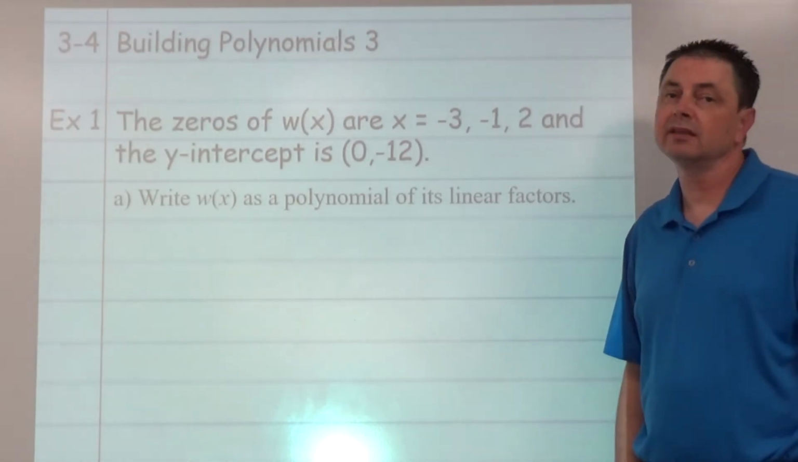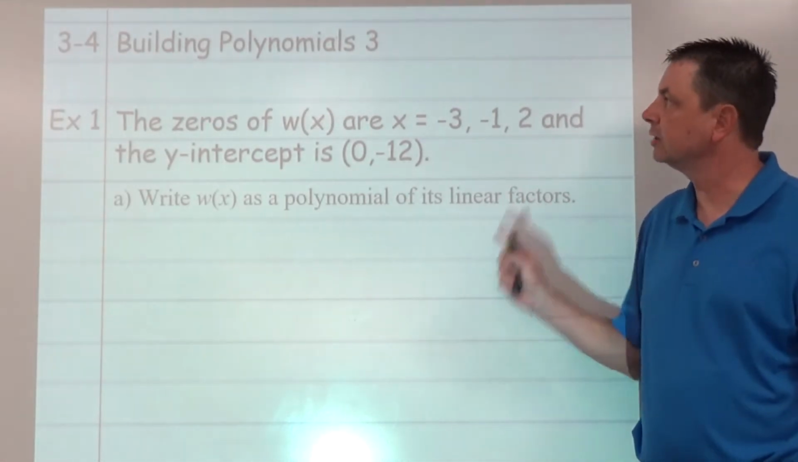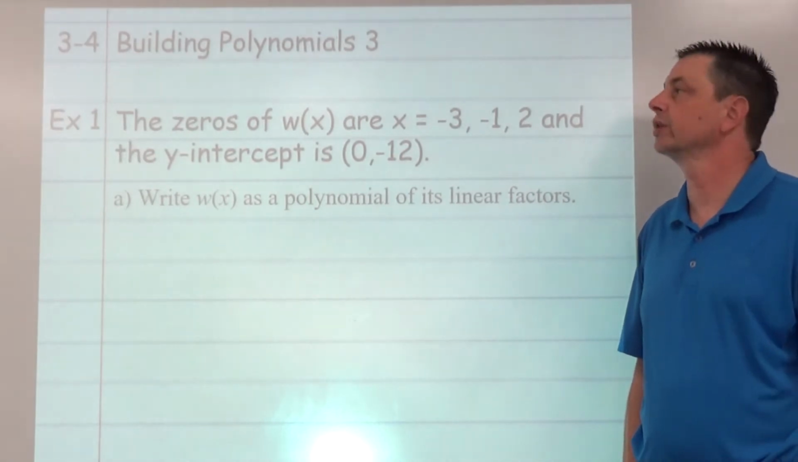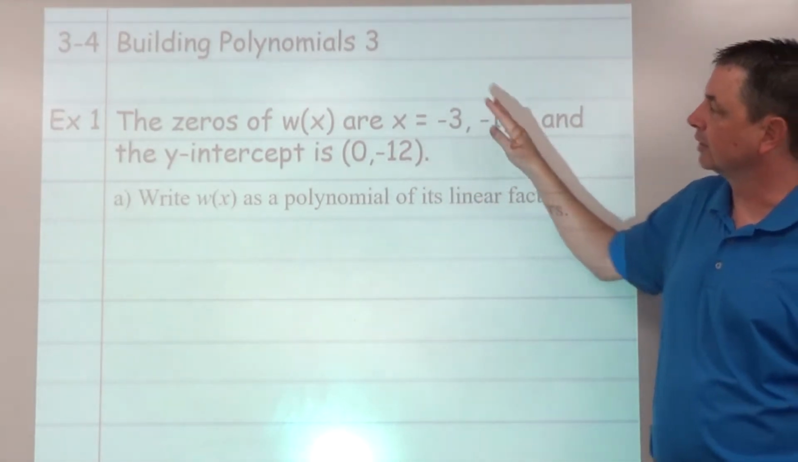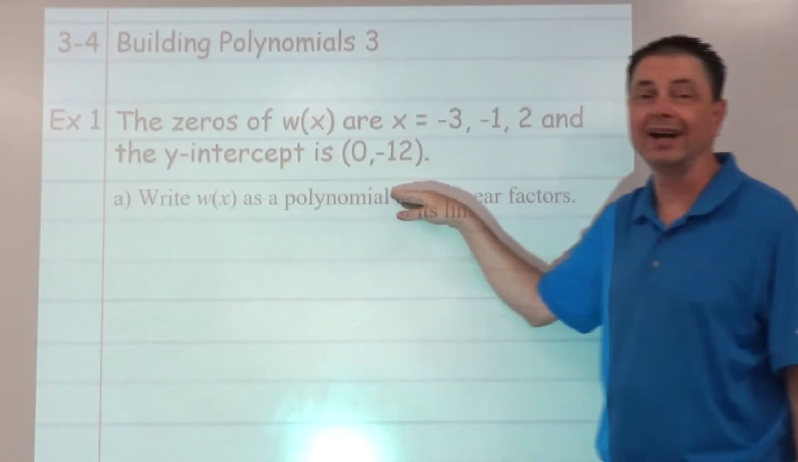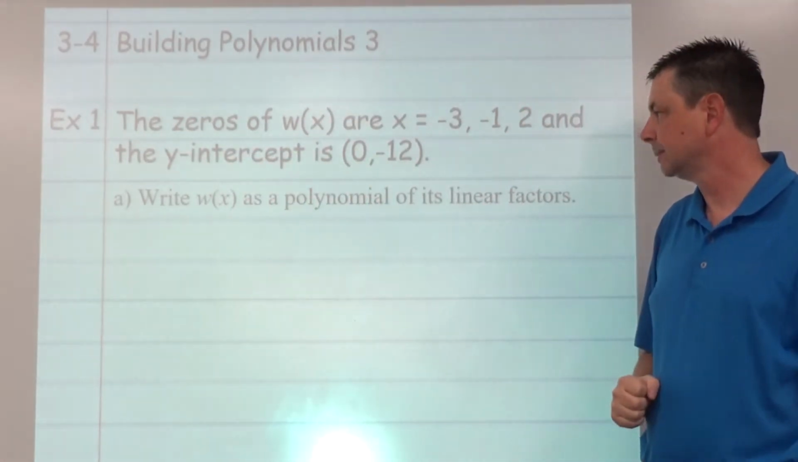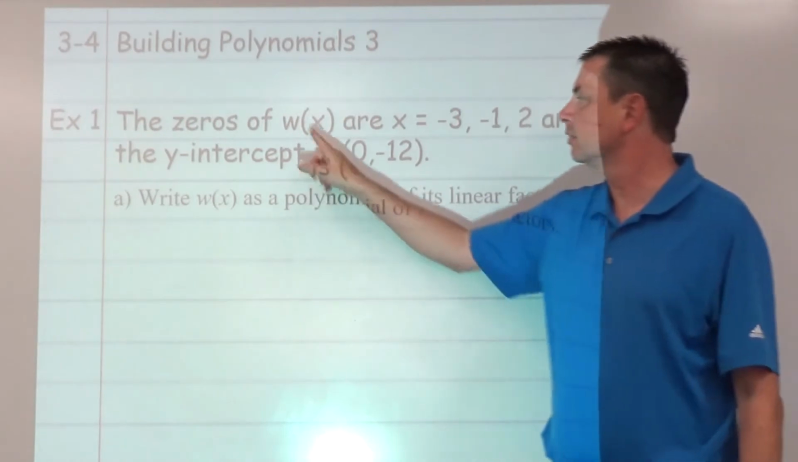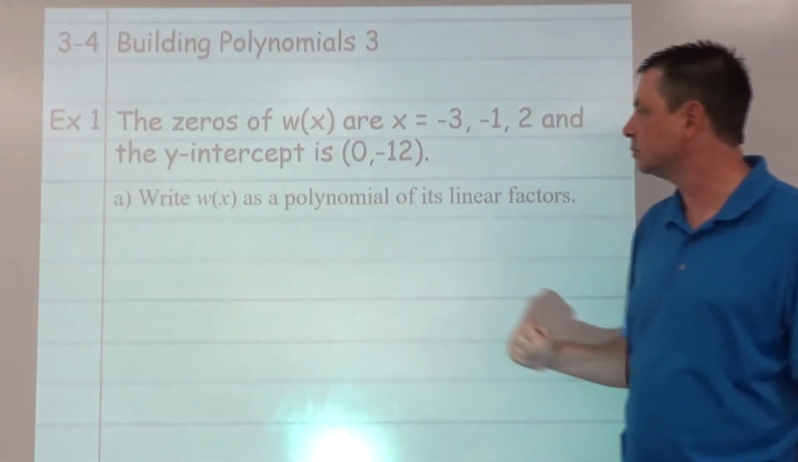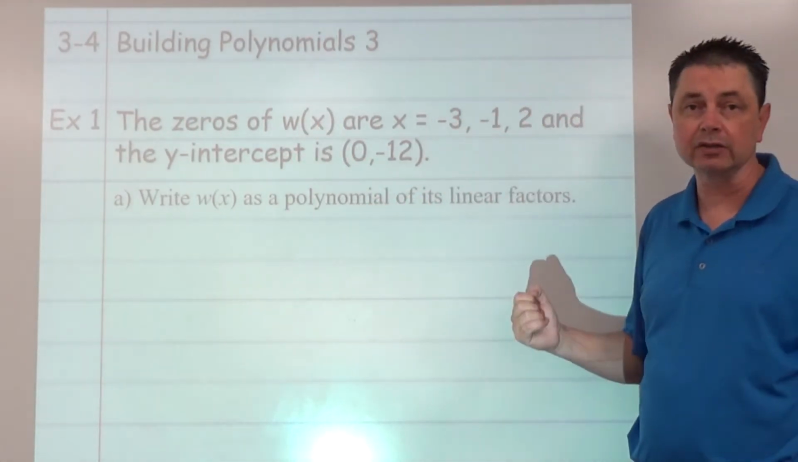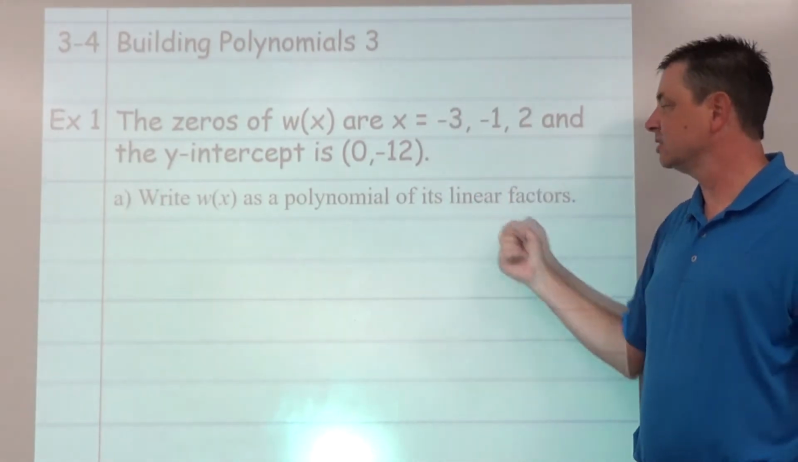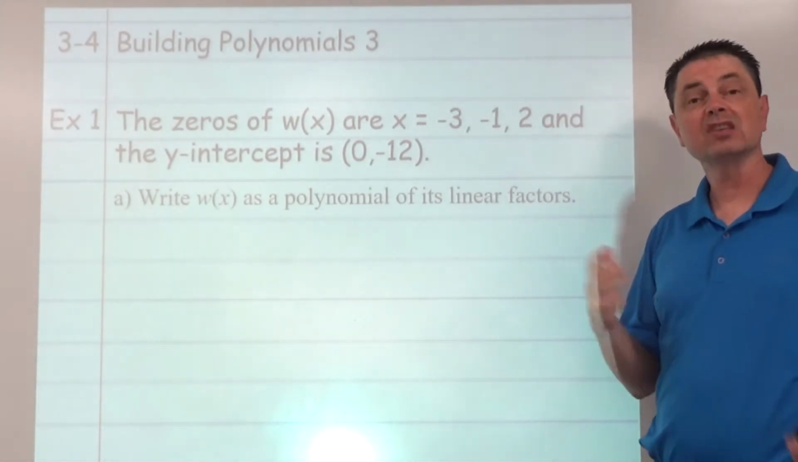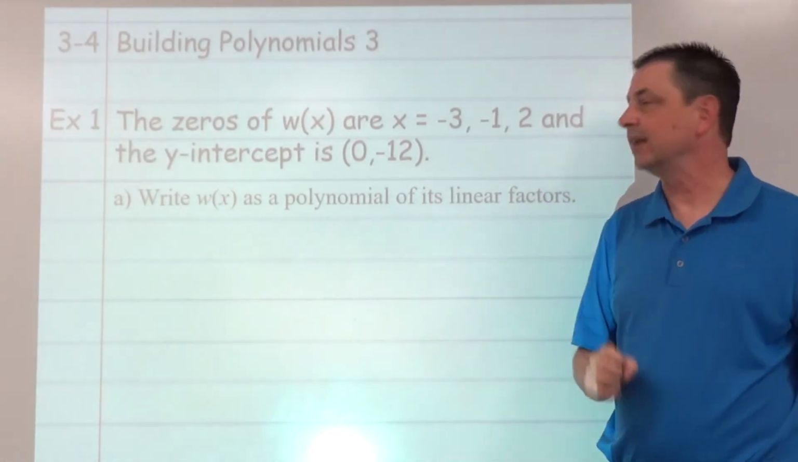Welcome to Hartman Math. This is our third day of building polynomials, lesson 3-4, where we're given the zeros of the polynomial and also the y-intercept of the graph. So we want to write the function w of x as a polynomial of its linear factors. So we need to convert from zeros into linear factors. We also have an unknown a value.